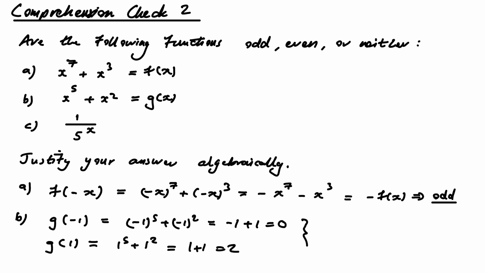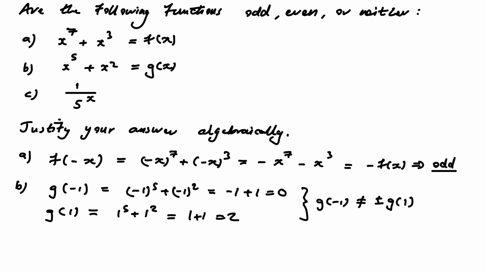So said together, we definitely know that g of minus 1 is definitely not equal to plus or minus g of 1, which is what I would need. If it was even, it would be plus. If it was odd, it would be minus. So what do we conclude? Neither odd nor even.